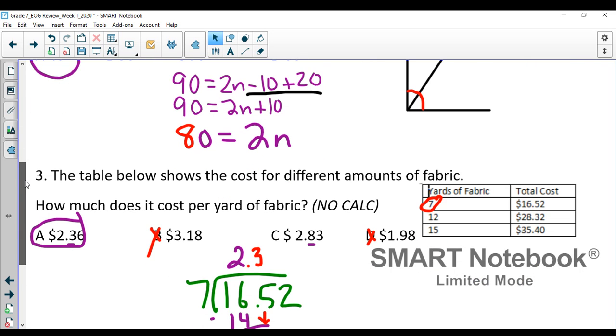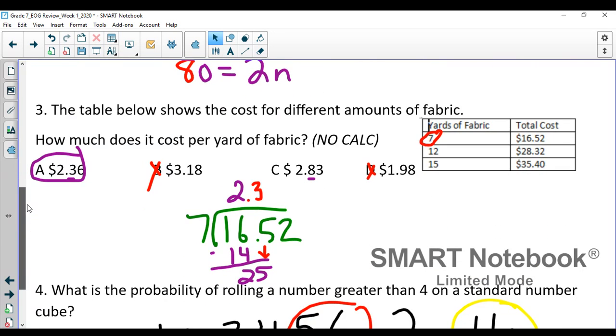Number 3, the table below shows the cost for different amounts of fabric. How much does it cost per yard of fabric? So in this problem, you have 3 choices from the chart. You could use any of the 3 lines, but I prefer the first line because then you're only dividing by a 1-digit number.